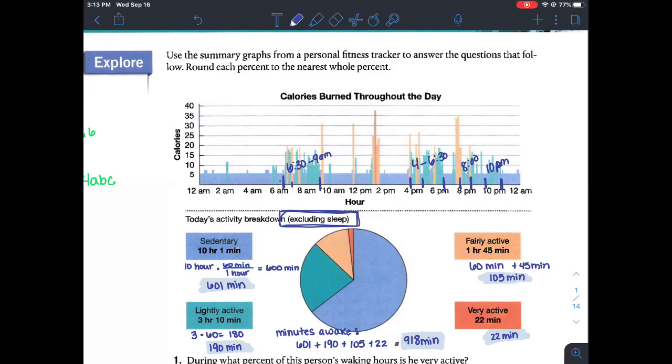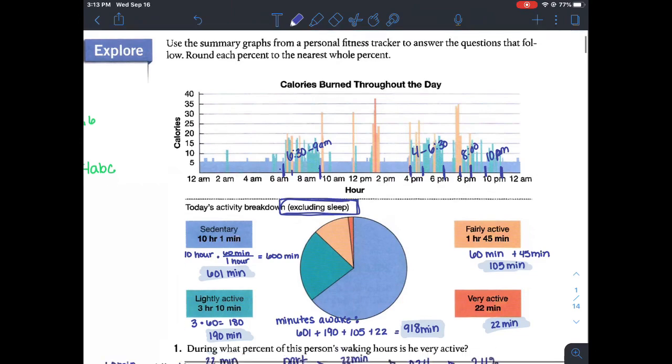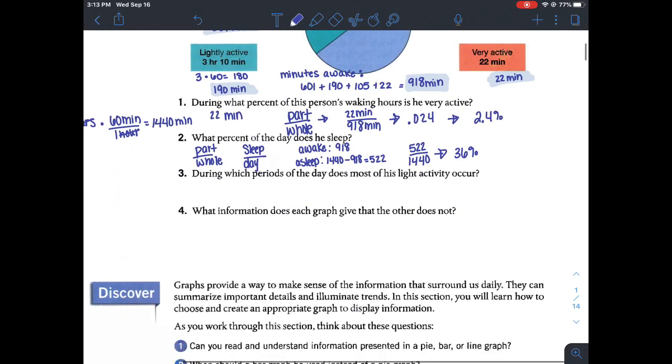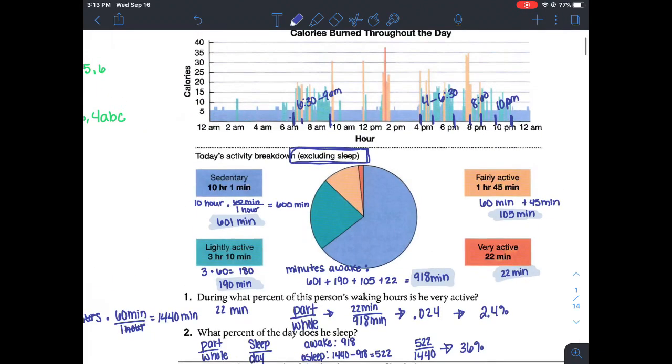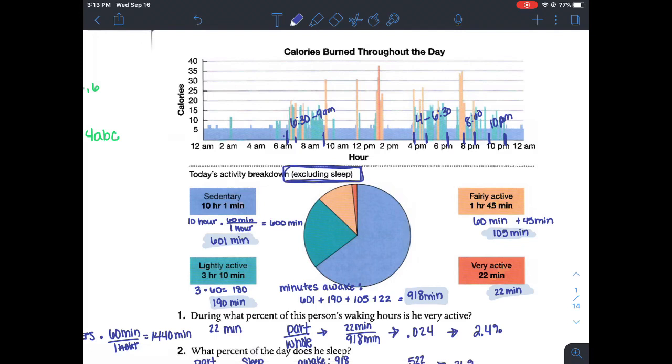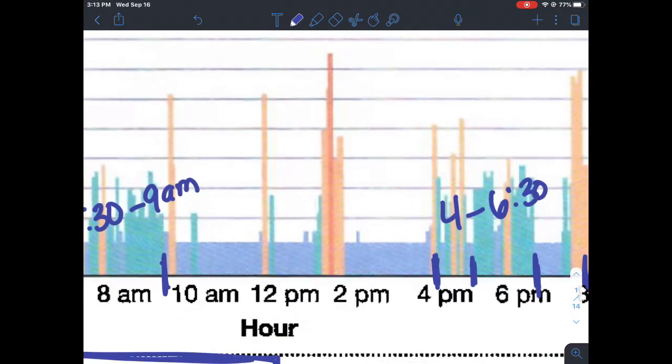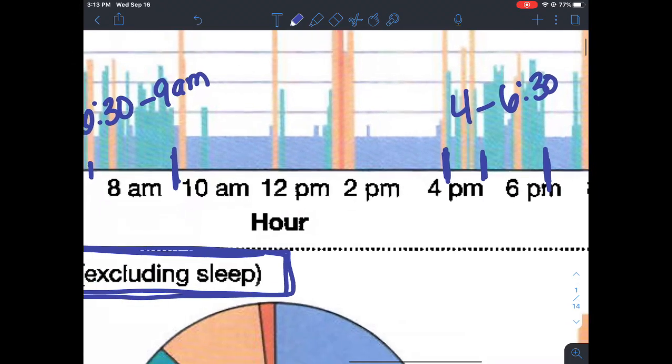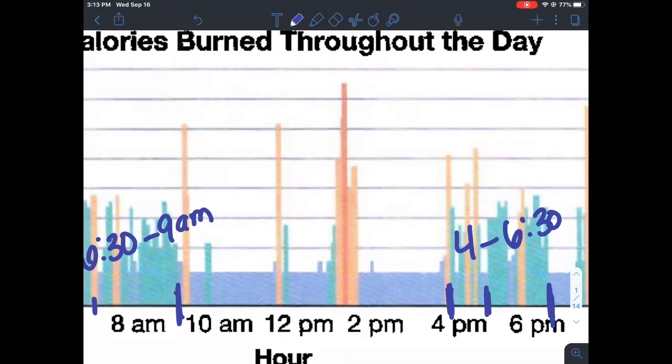It is totally up to you on how you want to answer that question, so long as it represents this graph. What information does each graph give that the other does not? So looking at the bar graph, this first one, it's showing when he exhibits the 4 activity levels, but not the total number of minutes at each level. You kind of have to guess. So if I was looking at very active, well, he's very active on this one bar here, but I can't tell for how long.